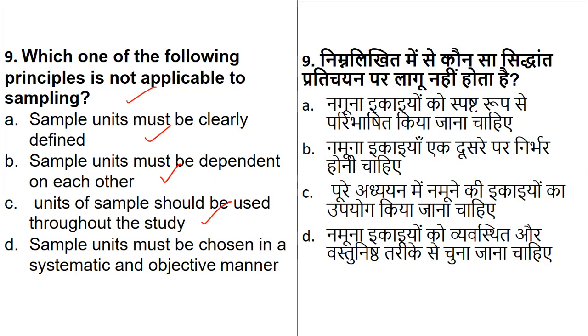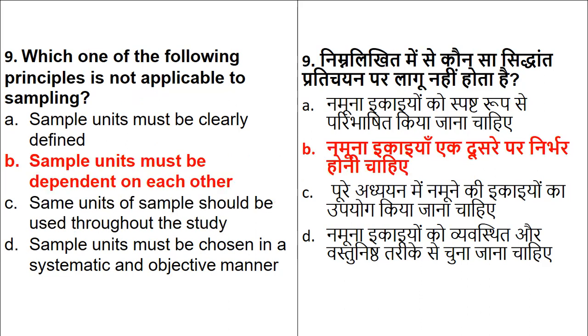In sampling, where we have to study in detail probability and non-probability sampling, sampling should justify clarity, independence, use throughout the study, and being systematic and objective in nature. So sampling units must be independent of each other, and that has to be used.